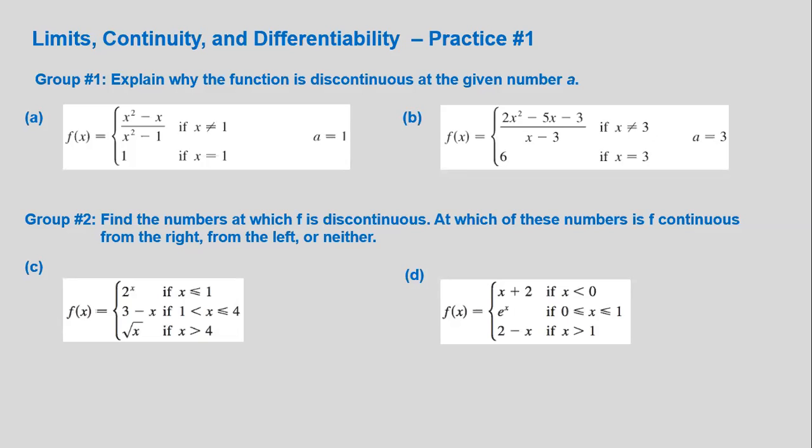The first two problems: we give you the functions, and then we want to see at any specific number A, whether it is continuous or not continuous at the number A. And then the second group, we also have two problems. I want to find whether the function has any discontinuity points in the given functions, and at which number we can say it is continuous from the right, continuous from the left, or neither.